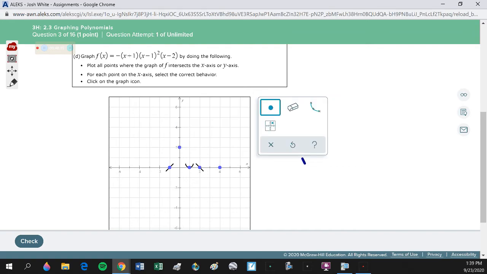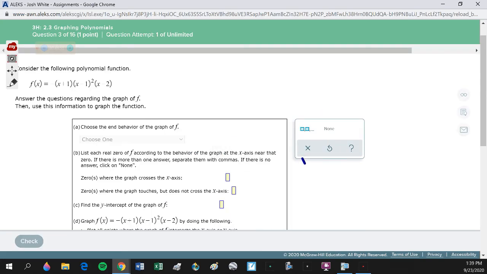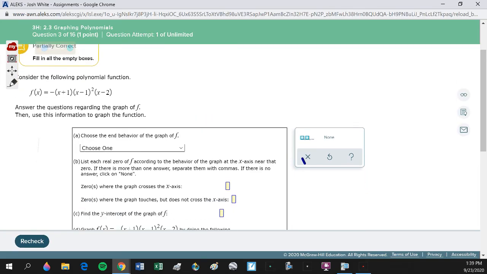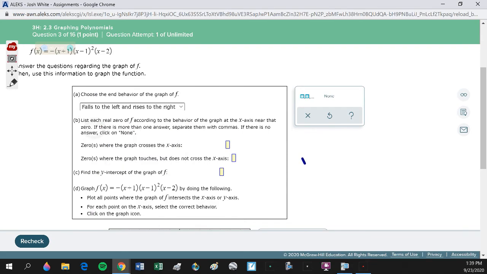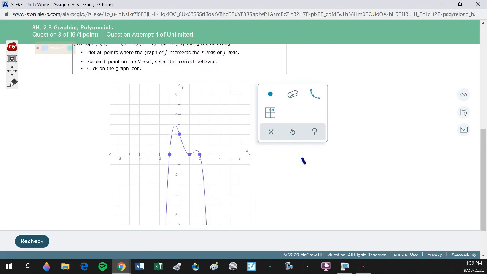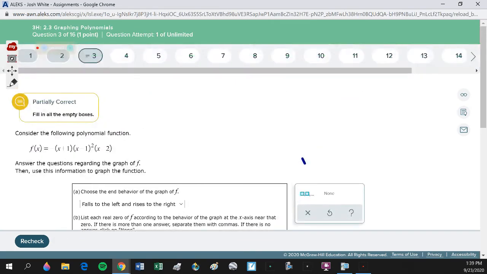Okay, is that all that we need? Oh, now we need to draw the graph. There we go. Does that make sense? Oh, let's check it. Oh. Try again. Recheck. Did it say? Oh, okay. Yeah. All right, and then lastly, the next question, I believe.